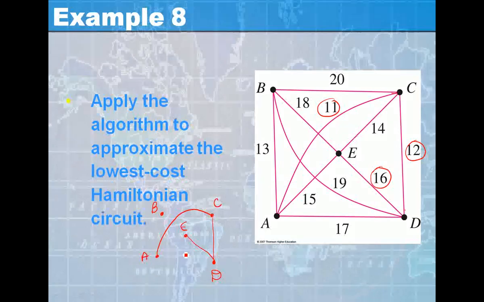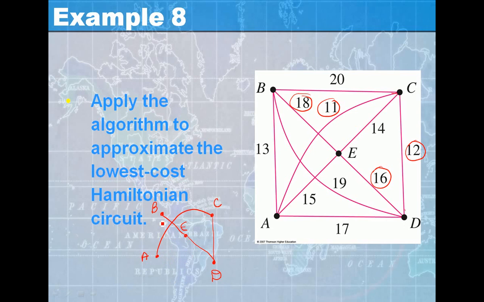We're at E, so we don't have a choice where we can go. We have to go to B, and E to B is 18. And then now we've been everywhere, we want to close the circuit by going back to A, which is 13. So our circuit is A, C, D, E, B, A. And you find the weight of that circuit by adding the edges together.